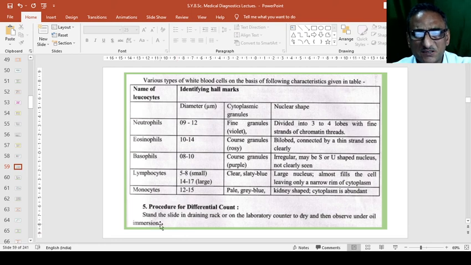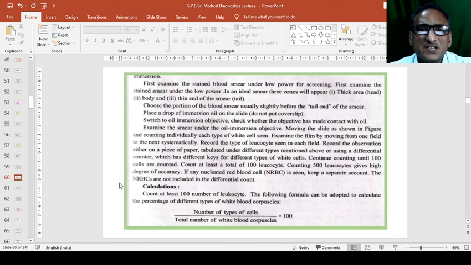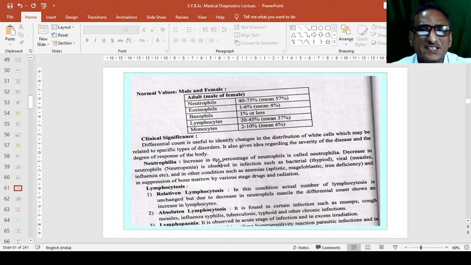The procedure for differential count includes observation under the oil immersion microscope. Examine the thin area as well as the thick area and the body of the smear, so that you get a proper differential count. Examine the smear under oil immersion, and from the type of nucleus and the granules in the cytoplasm, decide what type of cell it is, report it, and calculate with this formula: number of cells of a type divided by the total number of white blood corpuscles, multiplied by 100. So you will get the percentage of each type of leukocyte present.